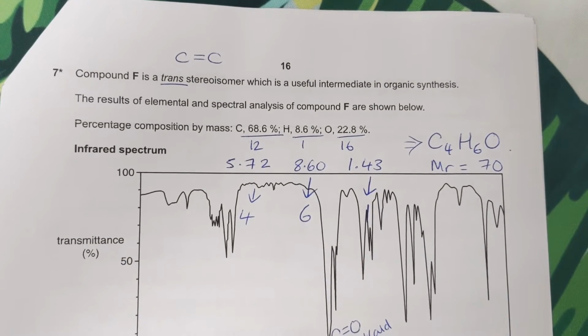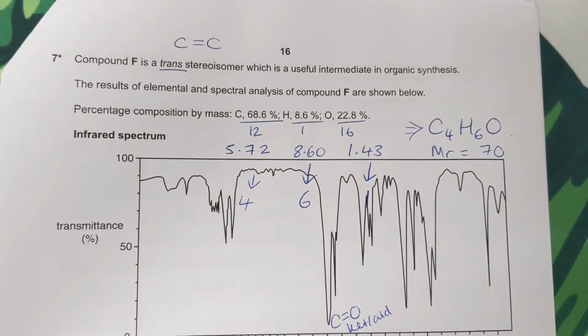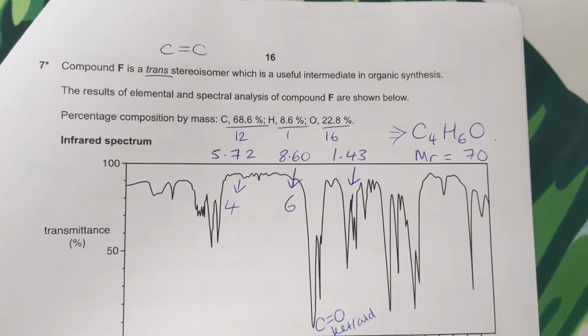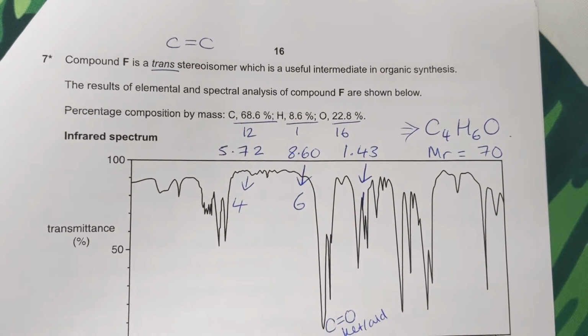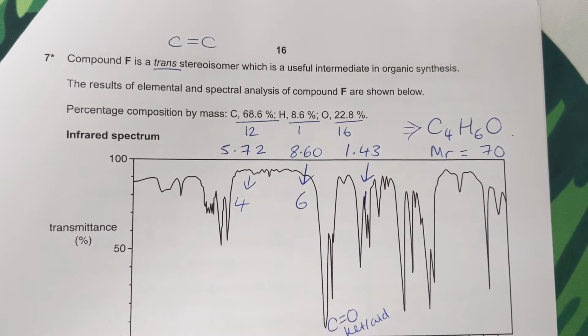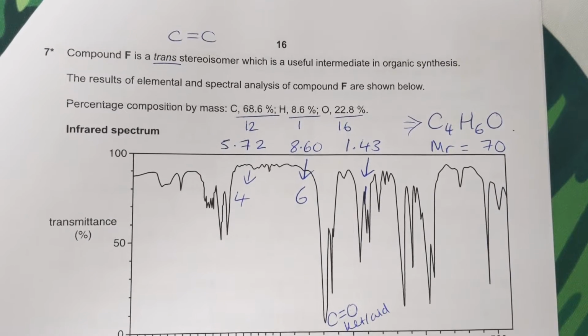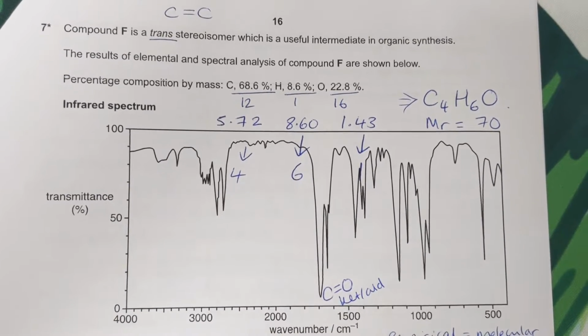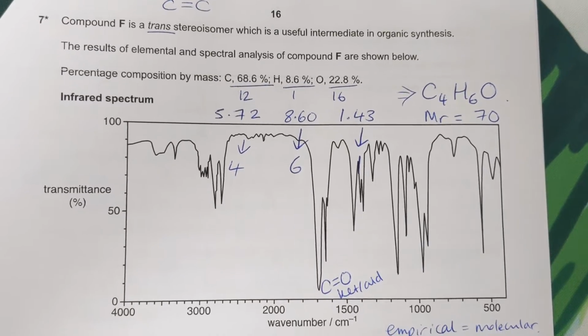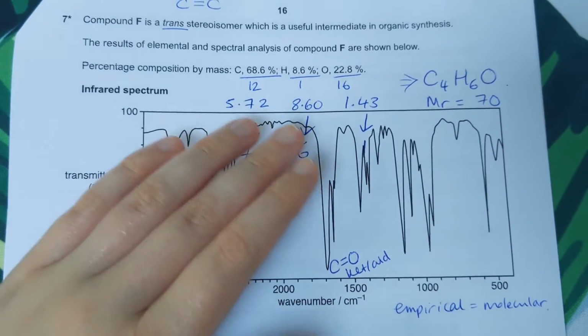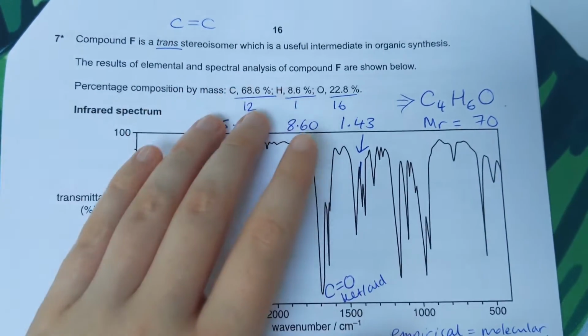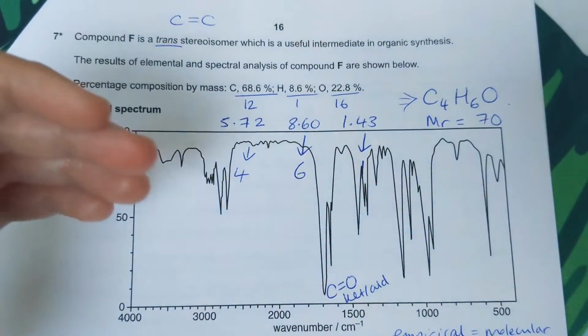This next question says compound F is a trans stereoisomer. So when we have cis and trans, that indicates an alkene, so at least one carbon-carbon double bond. And it gives us results of elemental, so percentage composition, and spectral analysis, infrared and mass spec. So a good place to start is with the percentage composition data. We can treat these percentages like masses in grams.